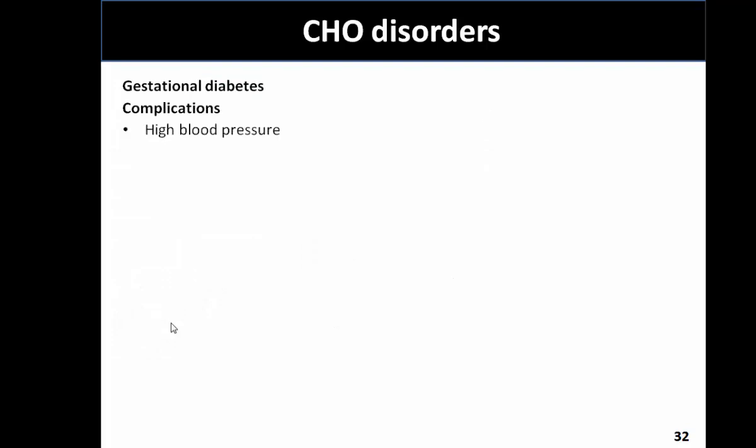So the complications are similar to type 2 diabetes mellitus and type 1. The first complication, the most pressing one, is high blood pressure. Recall that in a hyperglycemic state, there is an increase in the number of solutes in plasma, and that has the effect of putting pressure from inside the cardiovascular system.